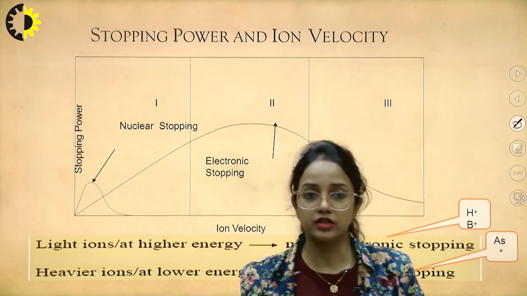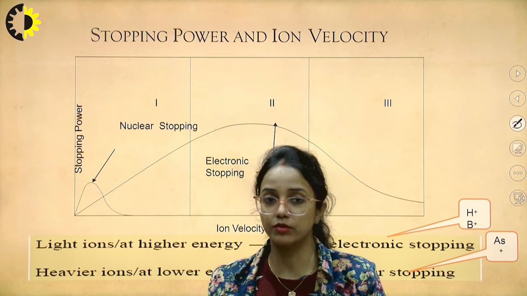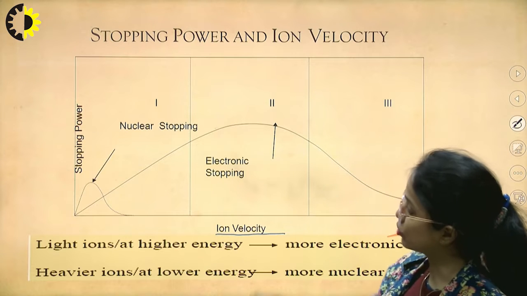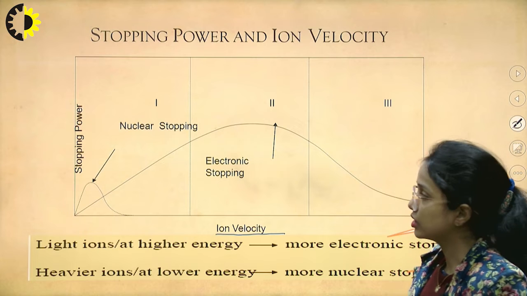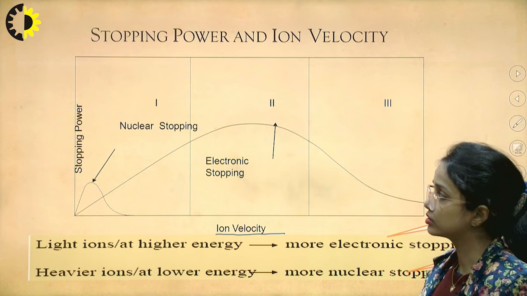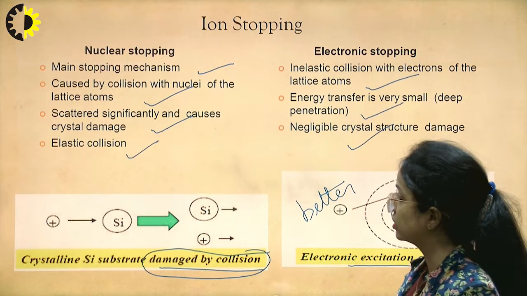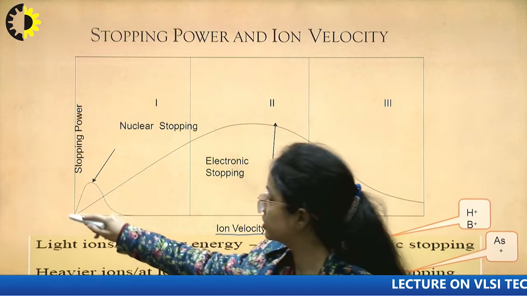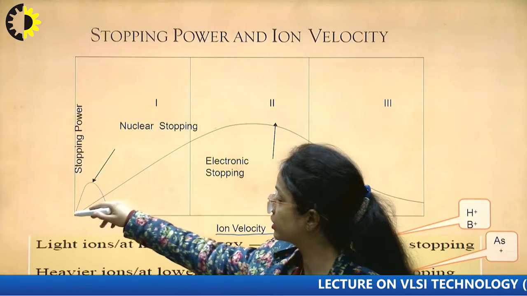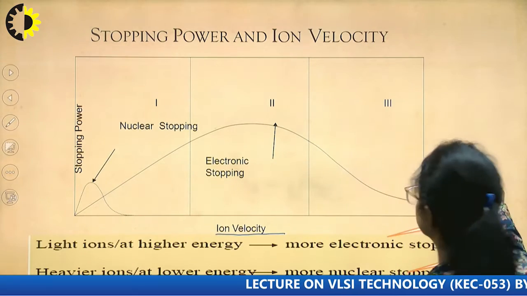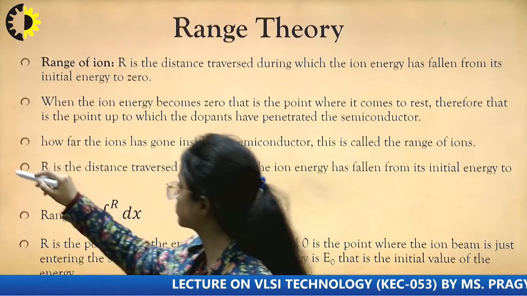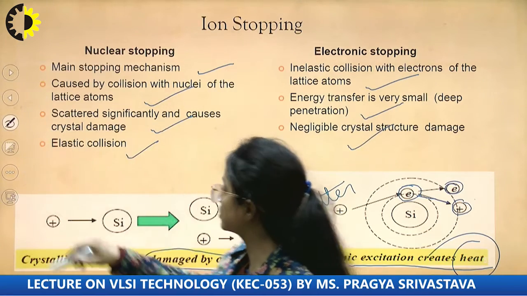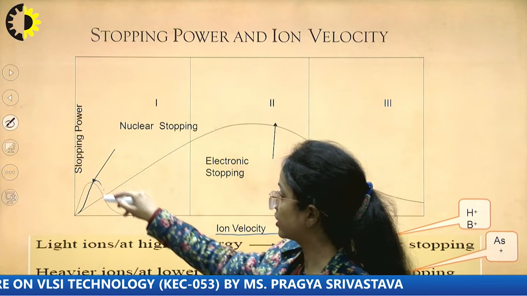Next we have a curve in which we study the stopping power and the ion velocity. Here is the ion velocity, and on that side we have the stopping power. The nuclear stopping is the first one. In this, the stopping power increases and then it falls like this.